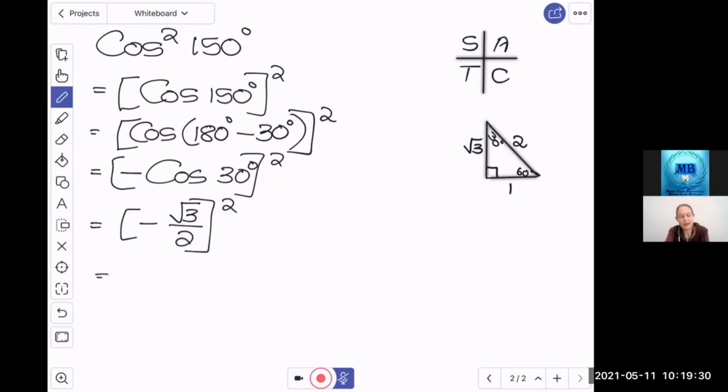If we square all of that, we have a negative times a negative, which becomes positive. The square root of 3 squared gives us 3, and 2 squared becomes 4. And there we have calculated the value of that expression, 3 over 4, without the use of a calculator.